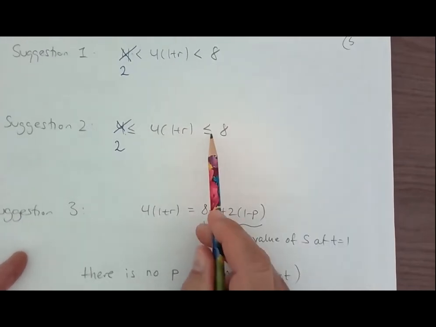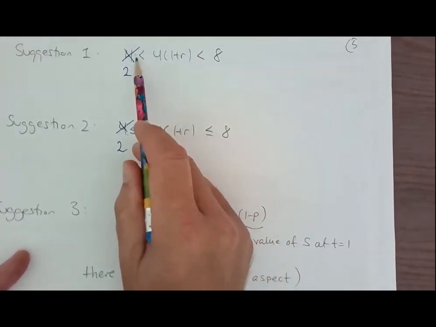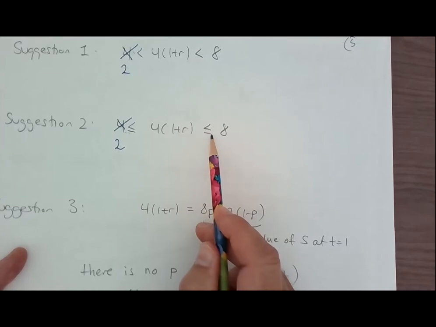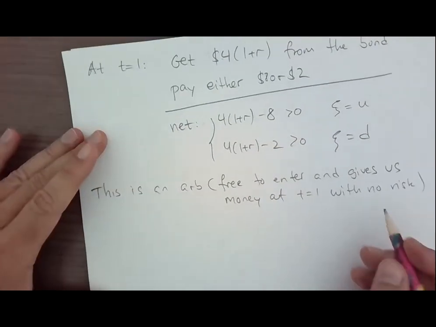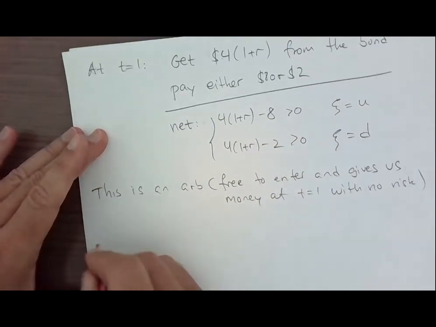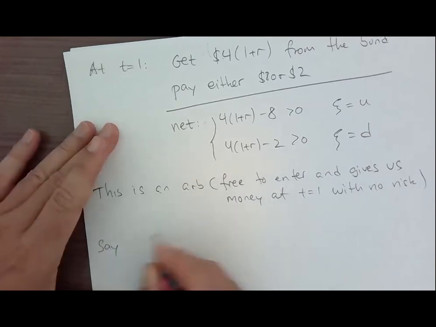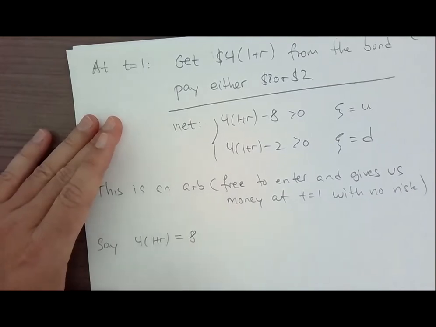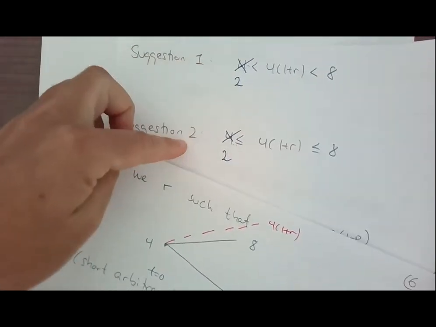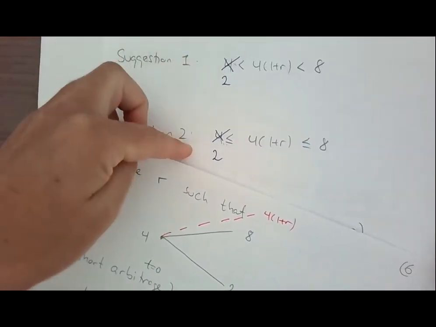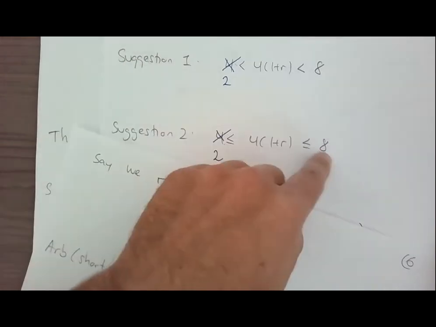So then we're left with these borderline cases. Should it be strictly, or should it be less than or equal to? Let me just spend a minute on this. Say that 4 times 1 plus r is exactly equal to 8. This was the borderline case that we might be concerned about. This is the difference between suggestion 1 and suggestion 2. That's exactly when you have an equality sign.